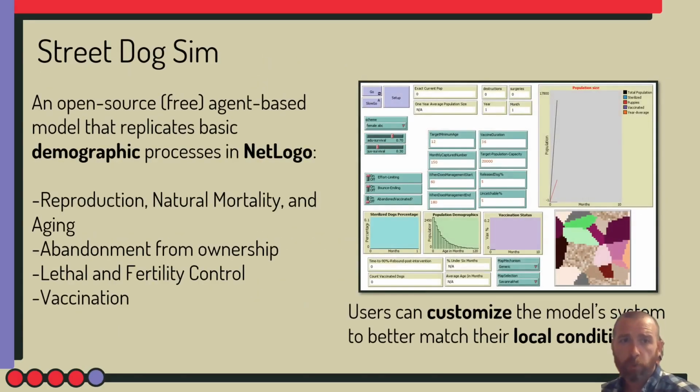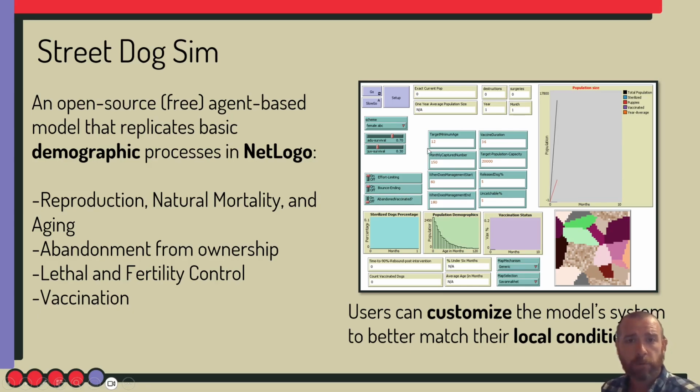StreetDogSim is a tool that we can use to plan these sorts of programs out ahead of time. It is open source. It is in a language called NetLogo, but you don't need to be able to do any sort of coding. There's no C or Python or R or anything that you have to be able to do. It's simple point and click and entering in your local parameters. The idea of this is to make it entirely customizable and entirely easy to use. That is the whole driving point for this.